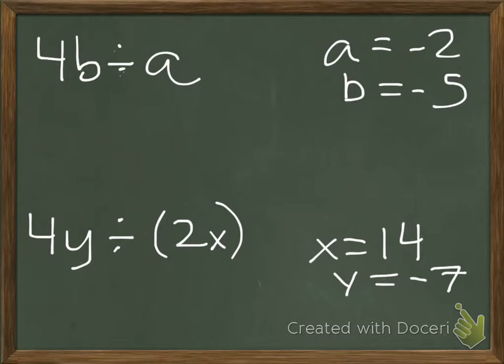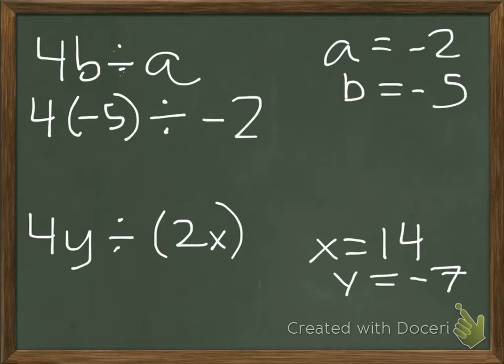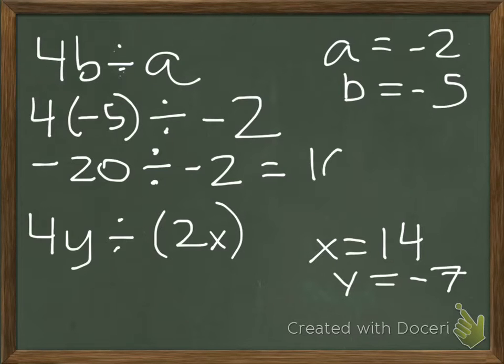Here we have two expressions where we need to evaluate. They give you the values for the variables, so we plug those in first. We have 4 times negative 5 divided by negative 2. So we go from left to right here. We have 4 times negative 5 is negative 20, divided by negative 2, which would give us a positive 10.